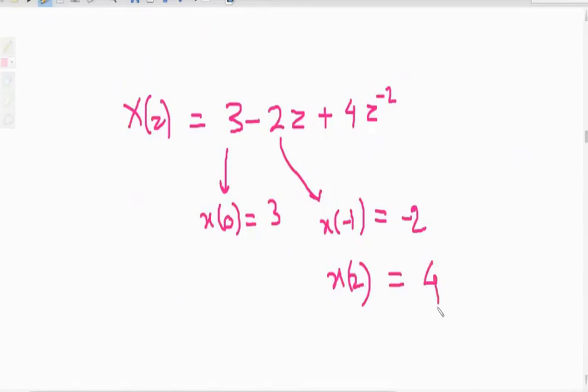Okay, now what will be your sequence x of n? So x of n will be, we have to start from the left, negative values of n, so minus 2, then x of 0 is 3, then 0, because at n equal to 1 there is no value, so 0, and at n equal to 2 the value is 4, and here will be your arrow. Okay. Now let's look at one GATE question.